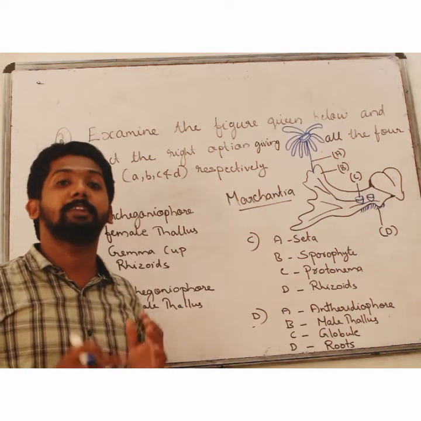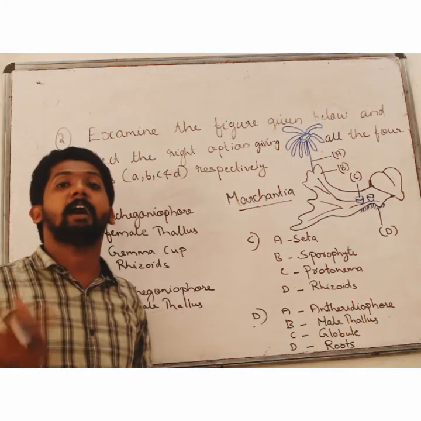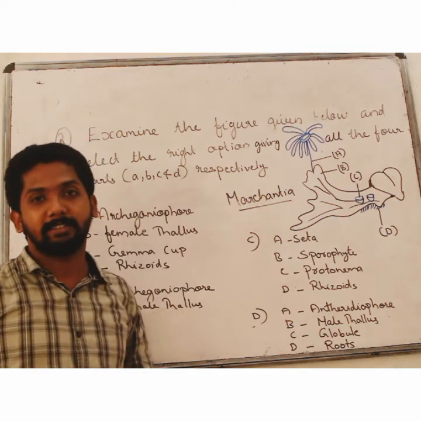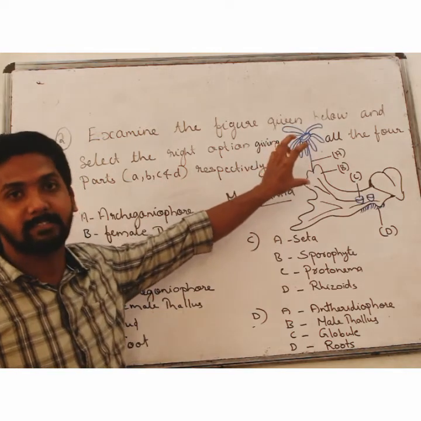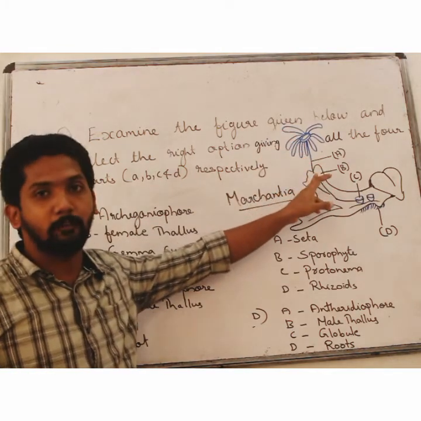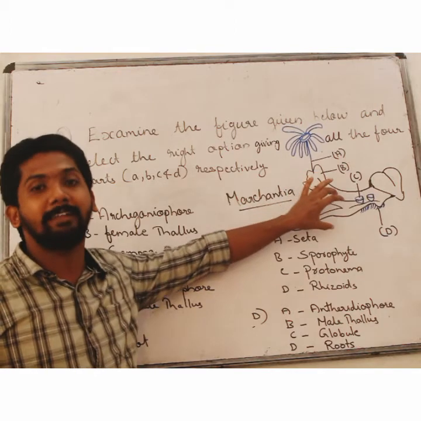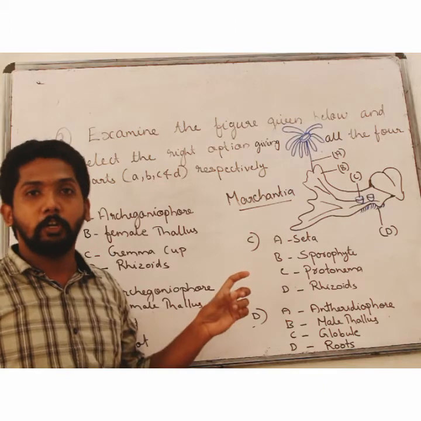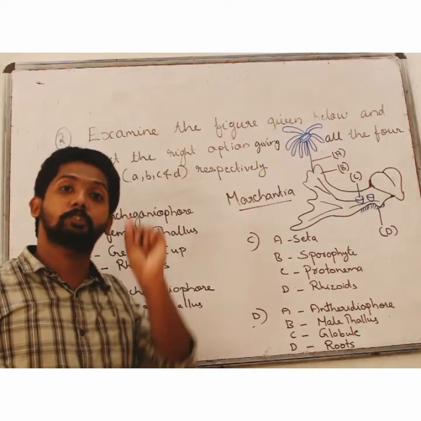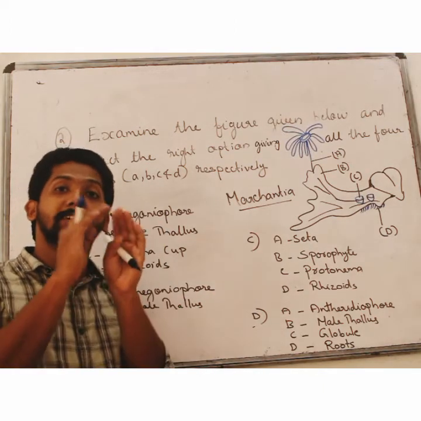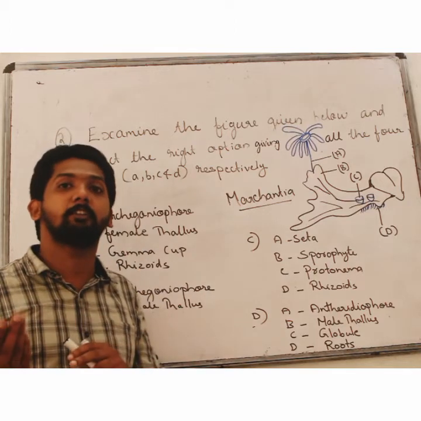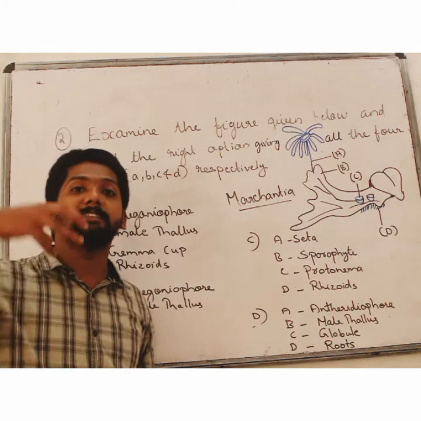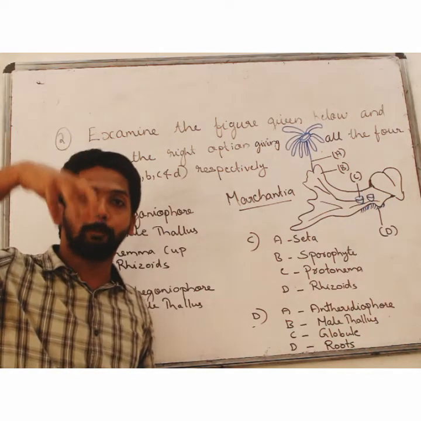What is the difference between antheridiophore and archegoniophore? In the antheridiophore, antheridia are present, and in the archegoniophore, archegonia are present. The archegoniophore arises from the female thallus and the antheridiophore arises from the male thallus. Both have a stalk-like structure bearing an umbrella-shaped structure, but in the archegoniophore there are finger-like projections drooping downwards.